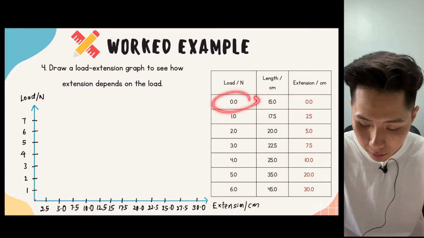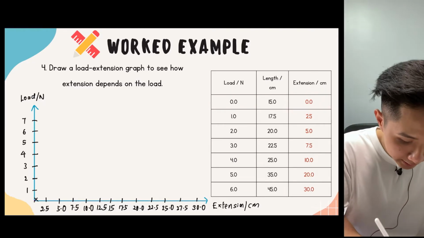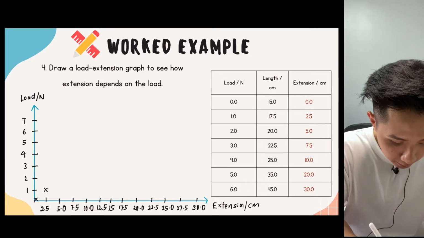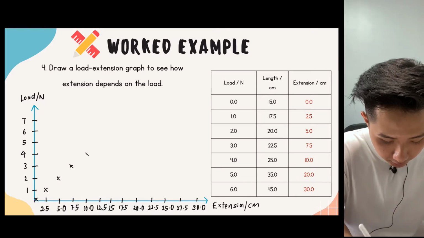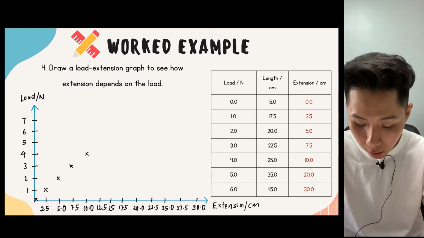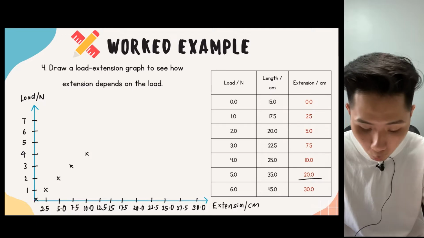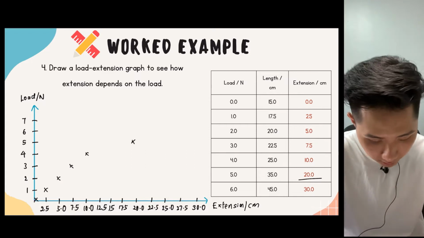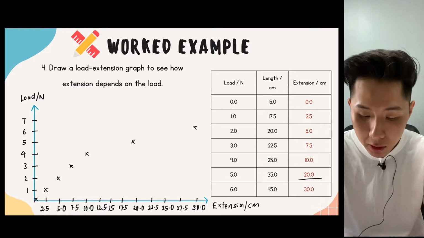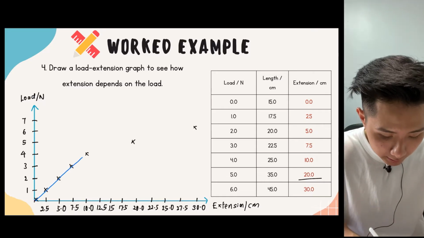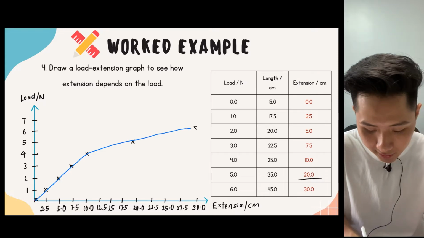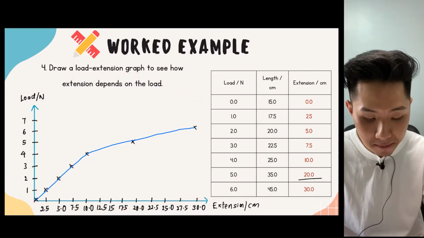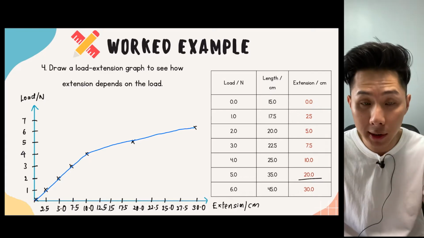Our first column has 0, so the extension is also 0, meaning there's a point here. Followed by 1 Newton and 2.5 extension, it will be another point here, and followed by here, here, here. When the load is 5 Newton, you can see that the extension is now 20, so I'm going to move my point to 5, 20. It's not very perfect, but it does the job. If I connect all the dots here, this is what I will be getting. Again, it's not very perfect because I don't have a ruler. And that's what you get for the extension of the spring when load is applied to it.